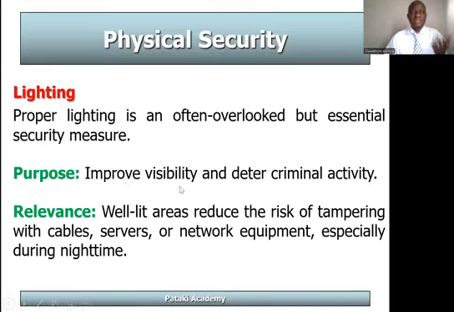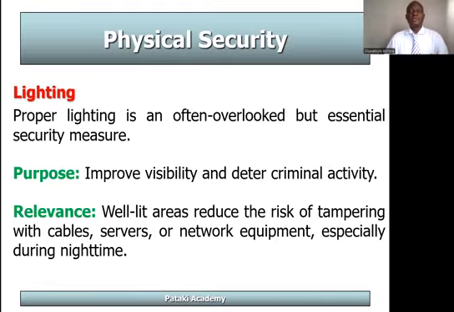Lighting is under physical security. Proper lighting is an often overlooked but essential security measure. The purpose of this: it improves visibility and deters criminal activities. Relevance: a well-lit area reduces the risk of tampering with cables, servers, and network equipment, especially during nighttime.